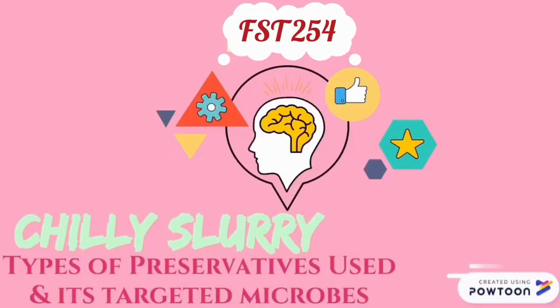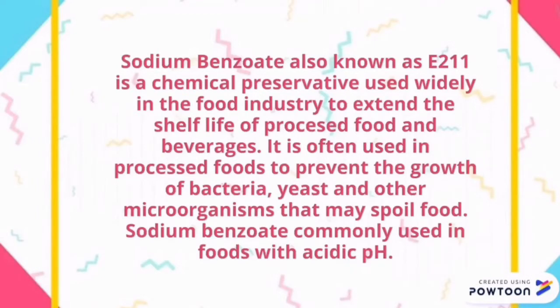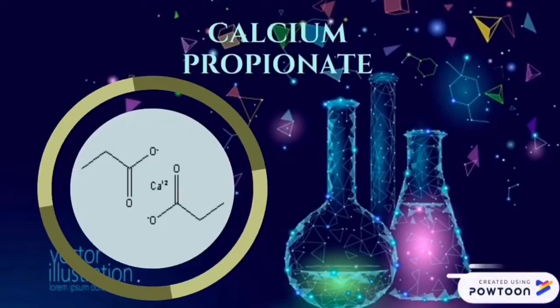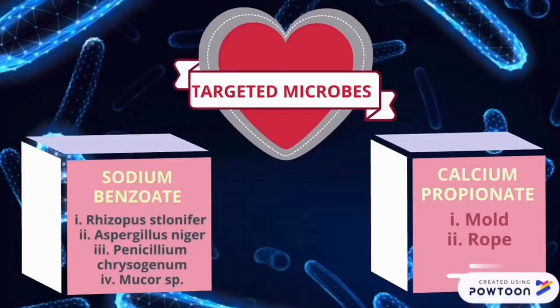There are two types of chemical preservatives used in chili slurry and its targeted microbes. The first one is sodium benzoate. It is used to extend the shelf life of processed food and beverages. It is commonly used in food with acidic pH to kill bacteria, yeast, and other microbes. The second one is calcium propionate. It is commercially used in bread and bakery products. It can be found in meat and dairy products. The targeted microbes of the preservatives include non-spore-forming bacteria, spore-forming bacteria, mold, and rope.